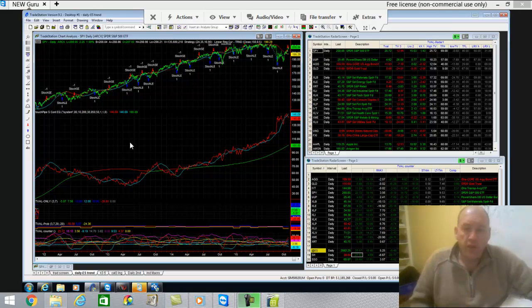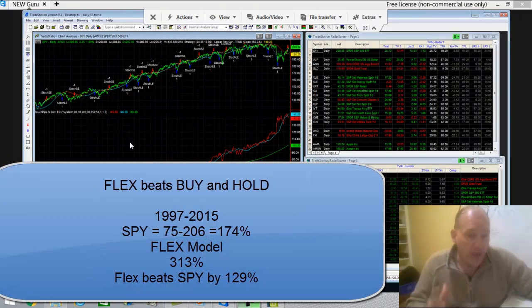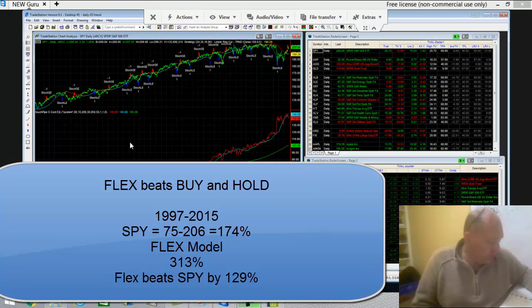Now, why would you, the investor, be interested in the Flex program? Well, the answer is simple: performance. The Flex portfolio program has significantly outperformed buy and hold. Remember what I said, most portfolio managers and most mutual funds do not outperform the S&P 500. The base algorithmic model in the Flex program outperformed the S&P 500 from 1997 to the current levels of 2015 by over 100%. And here's the beauty.